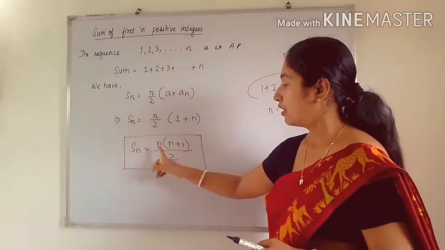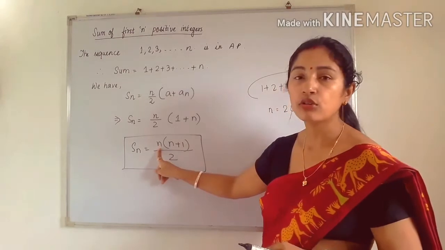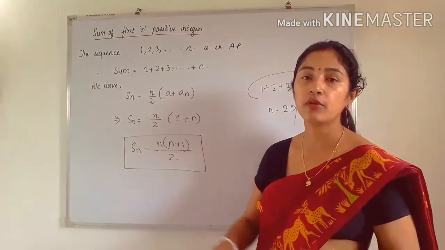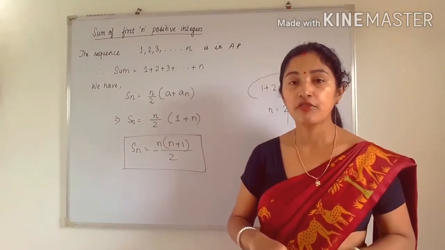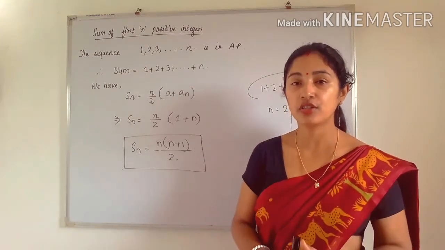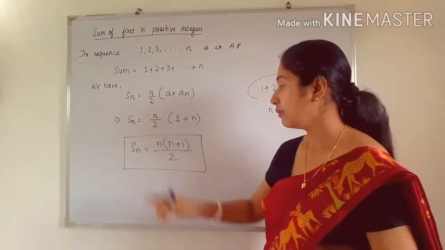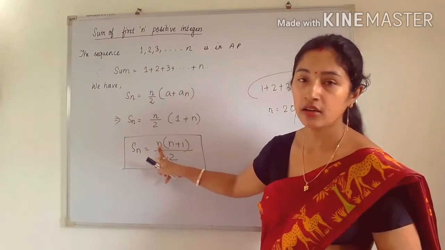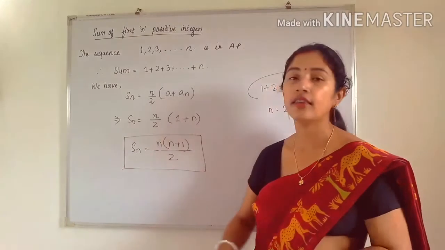What we have to do is write n, that means the total number of terms. What will the total number of terms be? If the question is the sum of the first 100 positive integers, then you can directly put 100 in place of n. In that way you can easily find the sum.